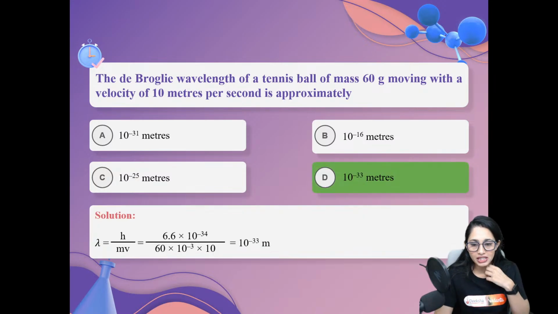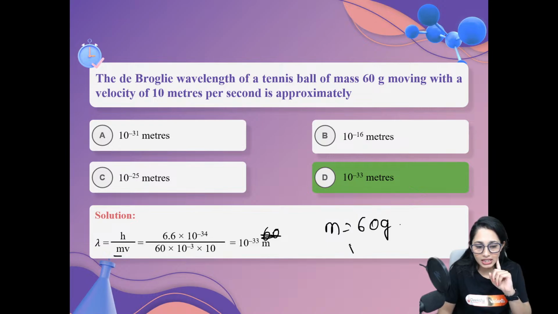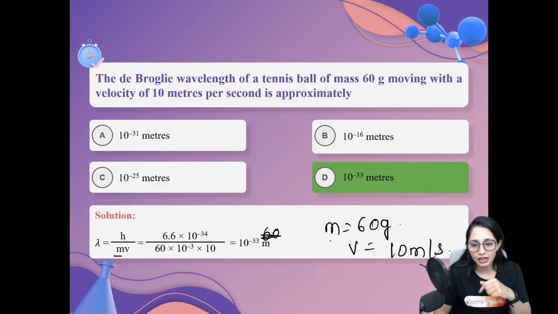Okay, is it option C? It is option D. How do we do that? Lambda is equal to h by mv. H is a constant. Okay, so there they have given already the mass. Mass is 60 grams, m is 60 grams, and velocity v is 10 meters per second. So it is going to be 10 raised to minus 33 meters. Just simplify it. Okay.